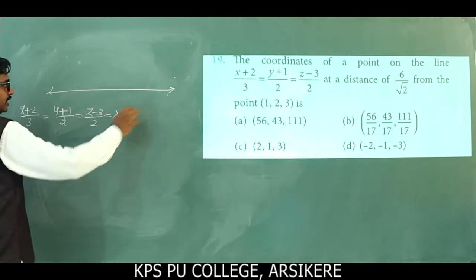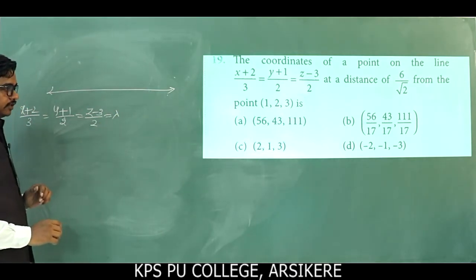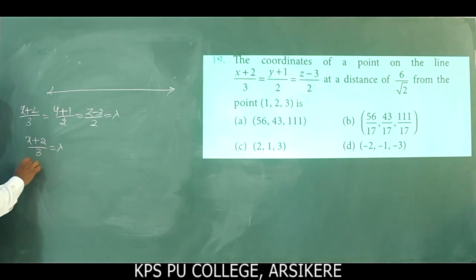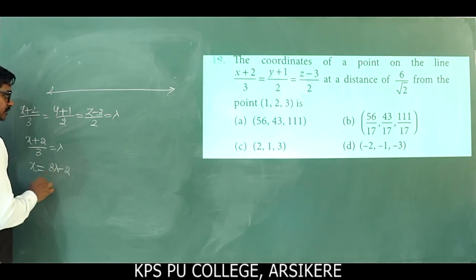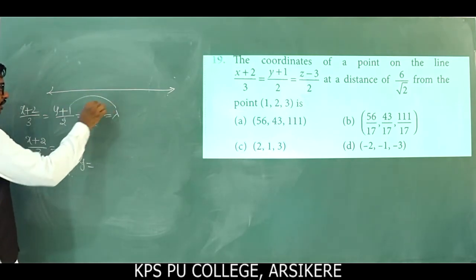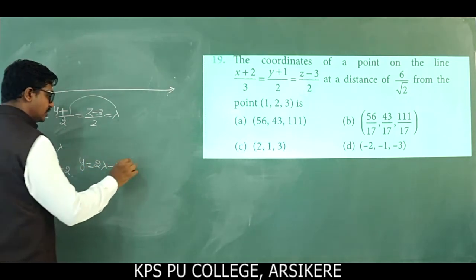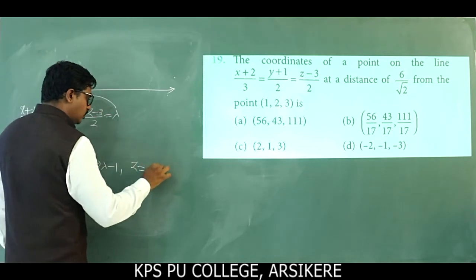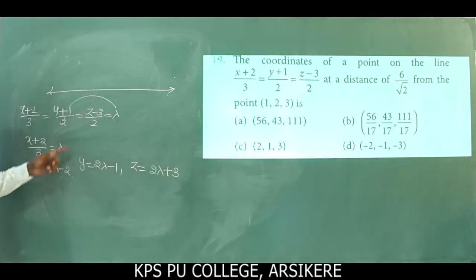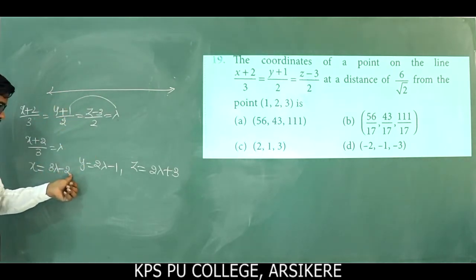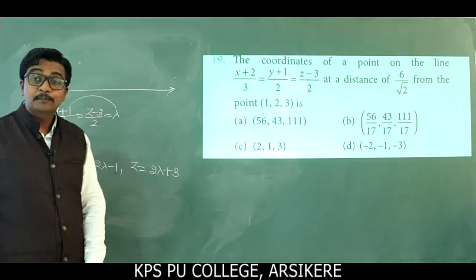And any point on the line is of the form (x plus 2) divided by 3 is equal to lambda, that becomes (x plus 2) divided by 3 is equal to lambda. After cross multiplication and simplification, x becomes 3 lambda minus 2. Similarly y plus 1 by 2 is equal to lambda, so y is equal to 2 lambda minus 1, and z becomes 2 lambda plus 3. Therefore any point on the given line (x, y, z) is of the form (3 lambda minus 2, 2 lambda minus 1, 2 lambda plus 3).